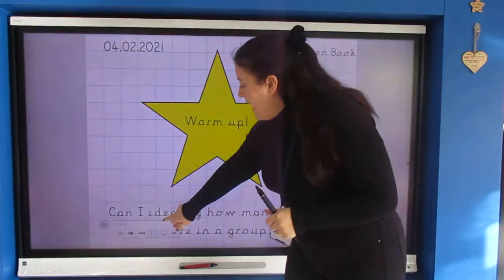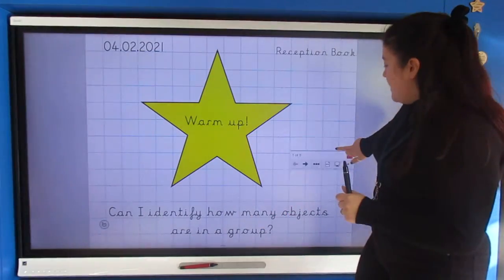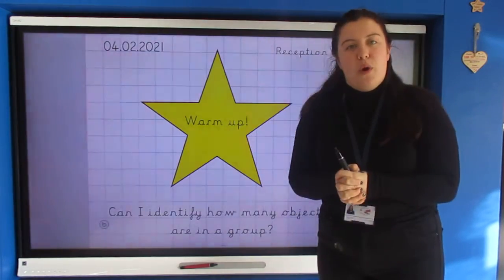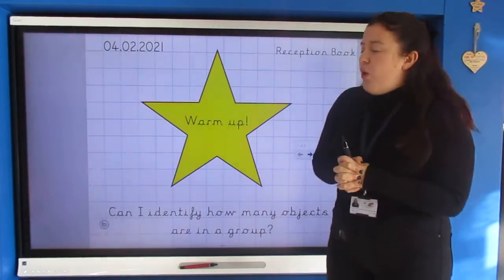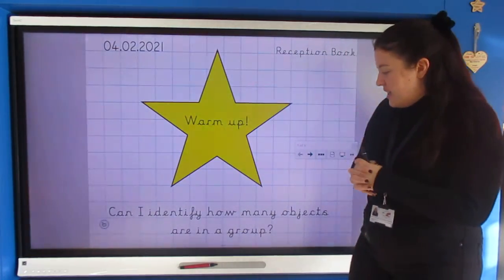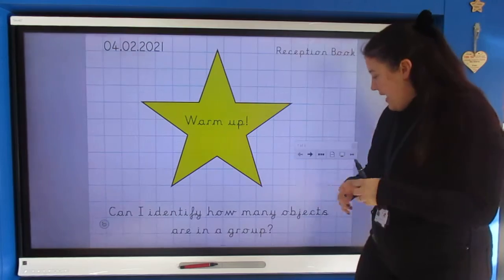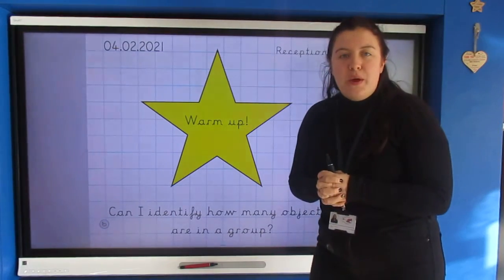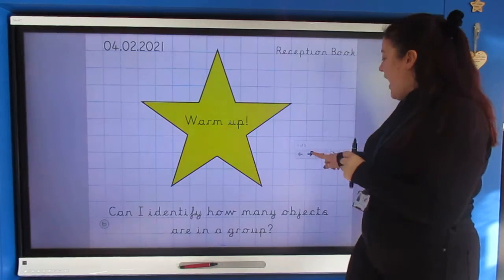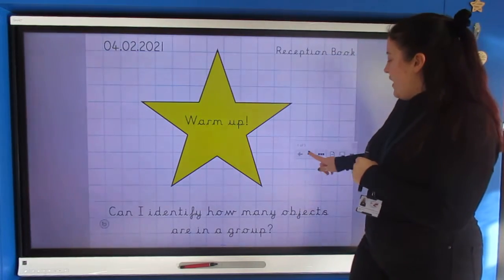Okay, so to begin, if you have got the reception workbook for maths, this is your warm-up, okay? So today our warm-up learning question is, can I identify how many objects are in a group? So yesterday we thought about what the shapes were called, so today we're going to see if we can count them.